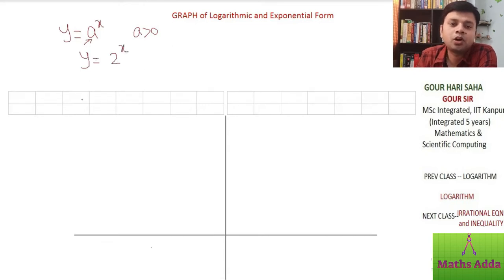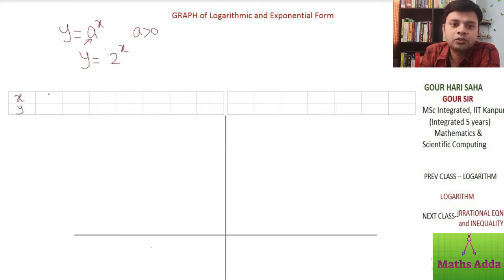And how do we plot a graph? We take different values of x, calculate different values of y, get each point, plot them, and then connect them smoothly. That's how we get any curve. So for y equal to 2 to the power x, we will do the same exercise. So here I will be writing x values and I will be writing y values.